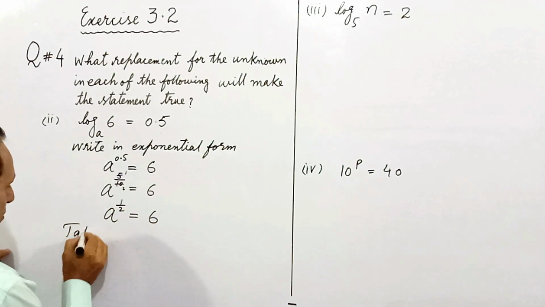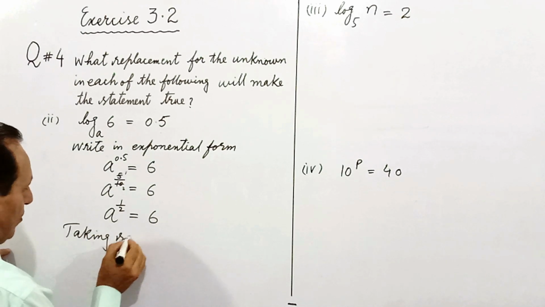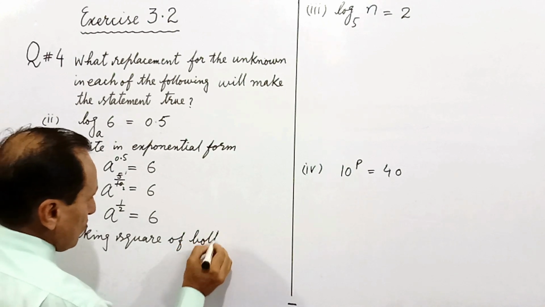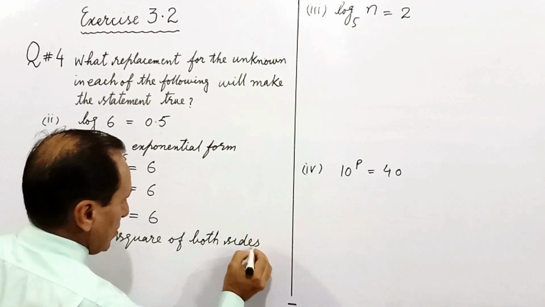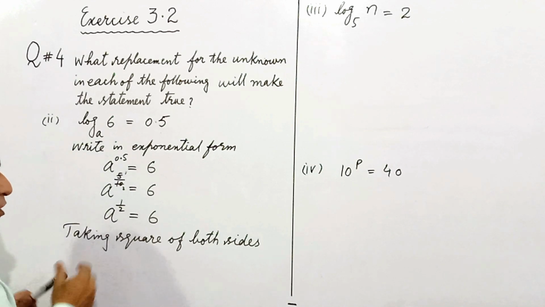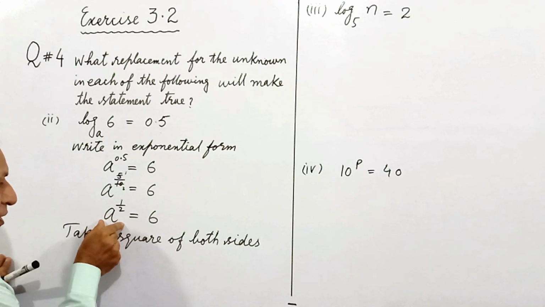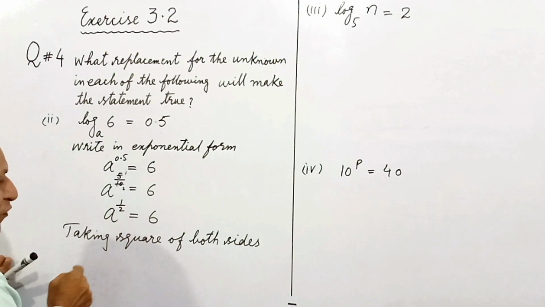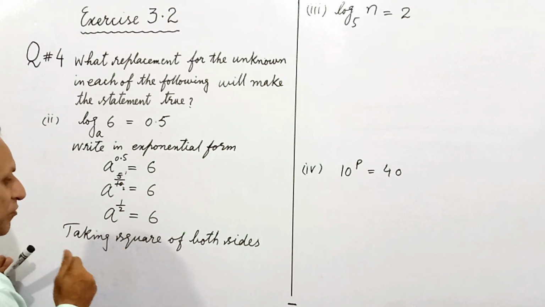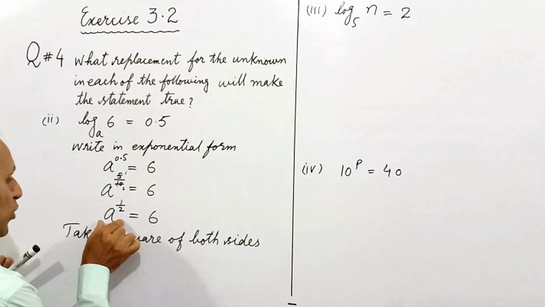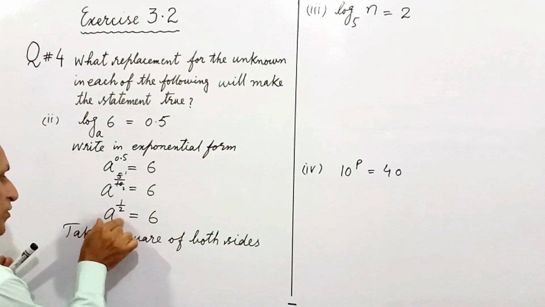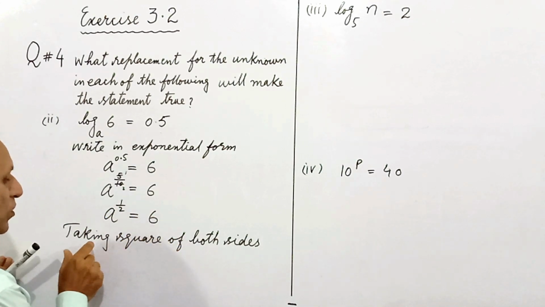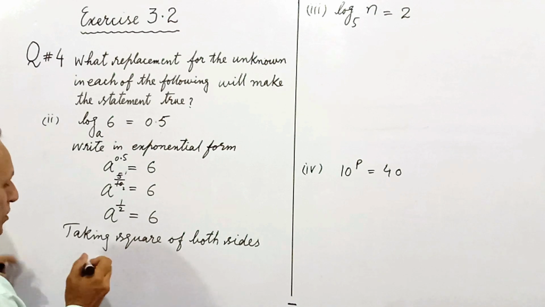So taking the square of both sides. Why do we take the square? As we are required to find the unknown value of a, we have to remove that power 1 over 2. So when we multiply by 2, the power will become 1. So we take the square of this side, and if we take the square of the left hand side, we have to take the square of the other side. Therefore, we take the square of both sides.